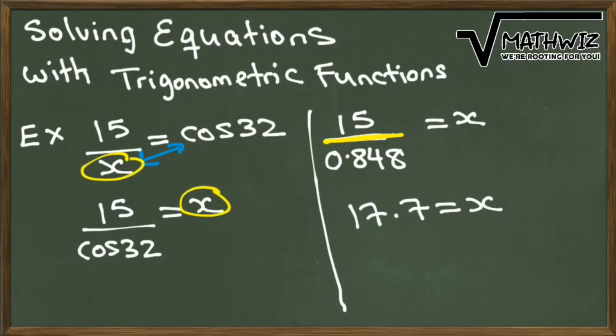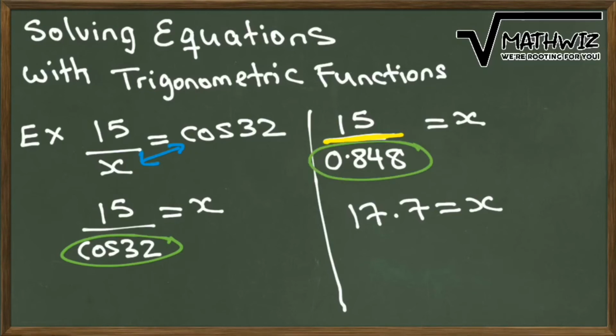So again, we use the rule. The x goes at the top, cos 32 goes below. After that, we put cos 32 into the calculator, we get 0.848, and then we simply divide. All right, let's try another example.